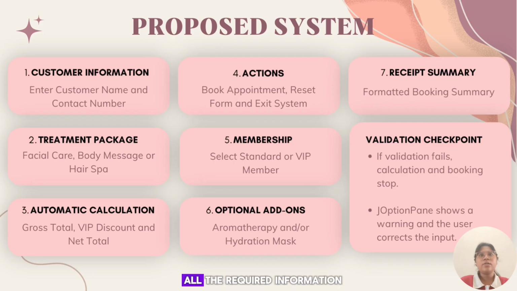After the user enters all the required information, the system automatically calculates the gross total, VIP discount if applicable, and final net total. The system then generates a formatted booking receipt. There are also three main actions, which are book appointment, receipt form, and exit system. Importantly, validation is performed before the calculation and booking process.